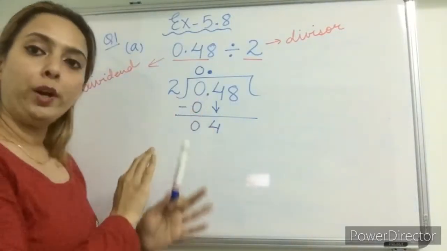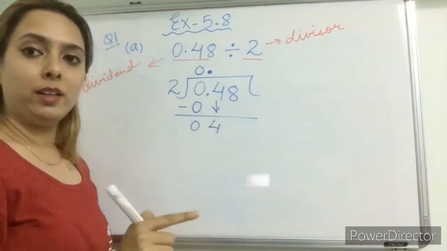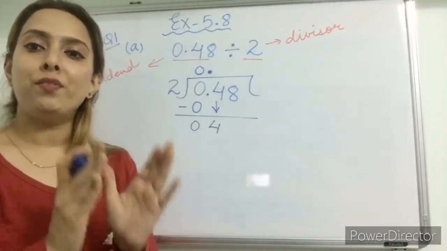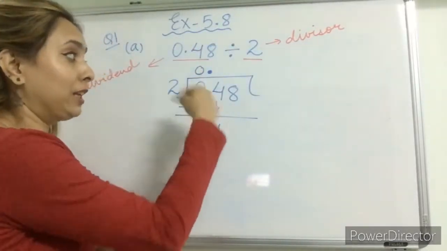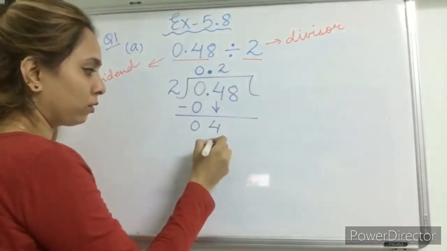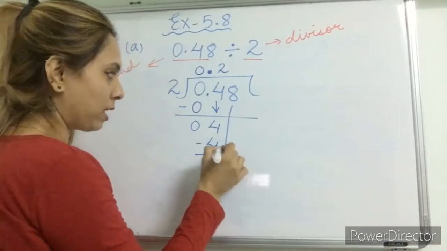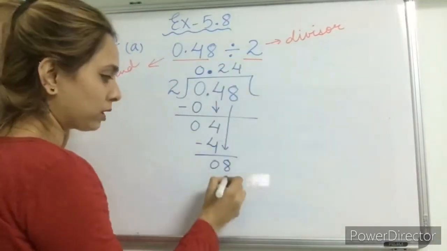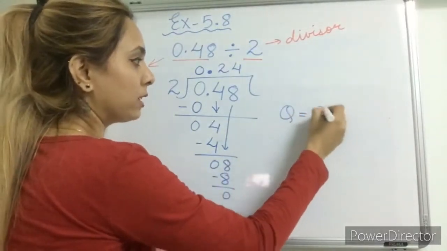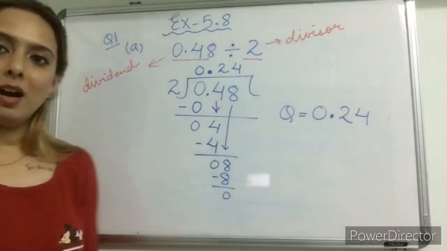This decimal has no role. When you are dividing, the decimal in the dividend will not have any role in the entire division. The only role of the dividend's decimal is that you have to put the decimal in the quotient. So now you all know 2 2s are 4, 0. Bring this 8 down. 2 4s are 8, 0. So our quotient is 0.24. This is the answer.